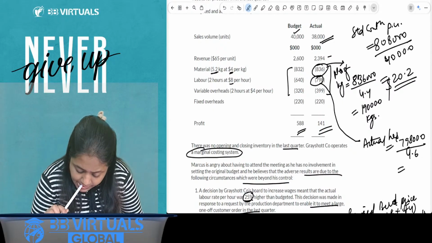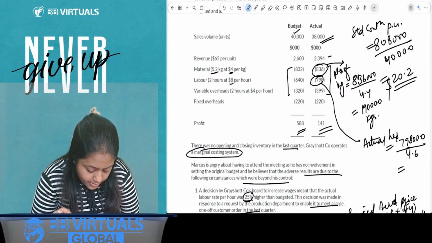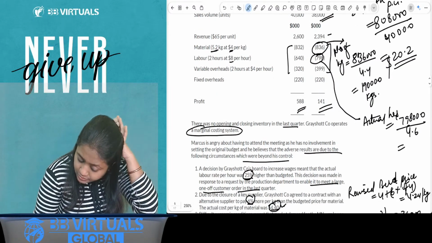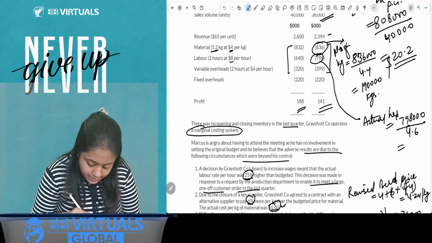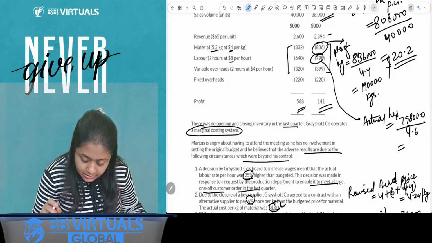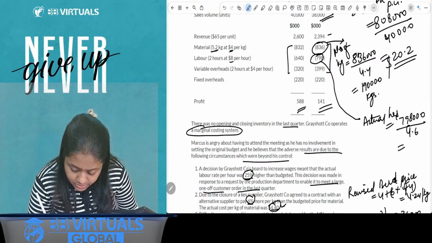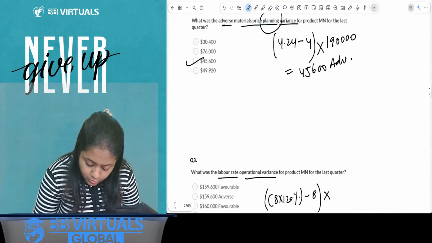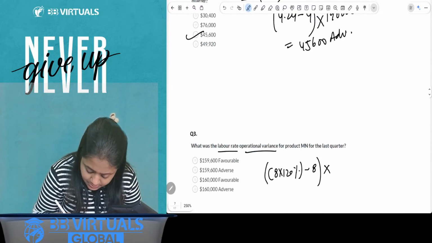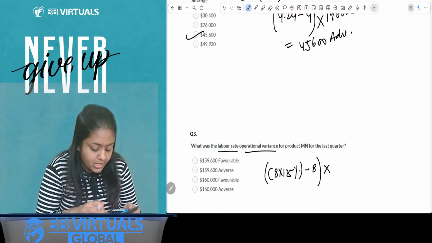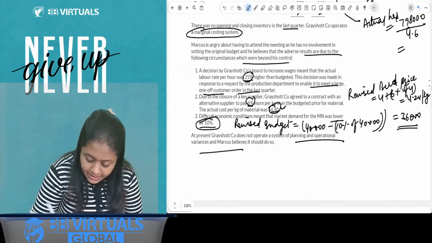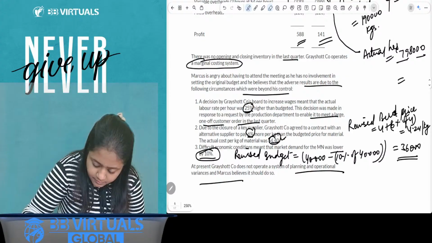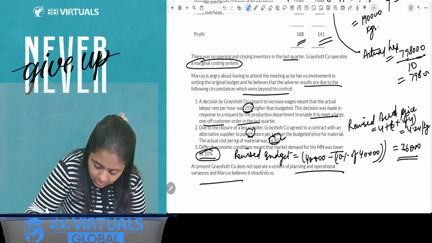But why is it coming like this? Wait, have I done something wrong? The labor rate is 8 per hour. It should be in round figures because the overall answers are round. Let me cross check again. The actual labor rate was 25% higher than the budgeted. I think I took the calculation wrong. I wrongly took 20%. So it's 125%. 8 into 125% is 10. So I will divide by 10, not 9.6. So that is 79,800 hours.